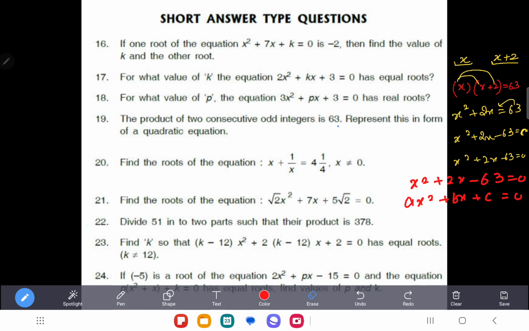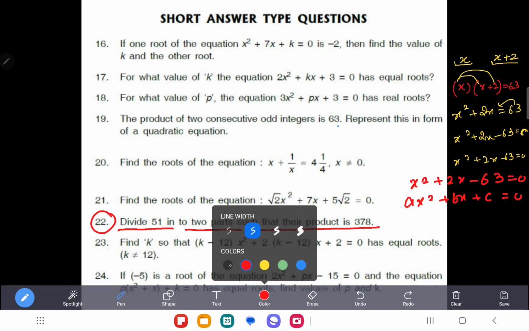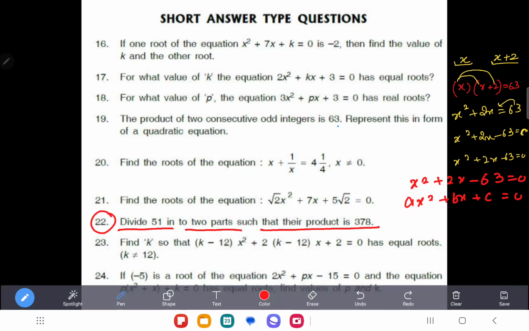Now do the next question, the 21st question I'm doing now. It says divide 51 into two parts such that their product is 378. How would you divide it? Let's see. If one part is x and the other part is y, so their sum is 51, isn't it? That's what the question says. Divide 51 into two parts such that their product is 378.